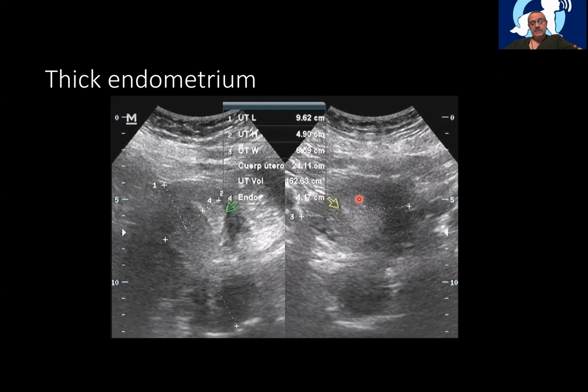And now we're going to take a look at several thick endometrium images. Endometrium can be thick because of hormonal changes, endometrial abnormalities, endometrial malignancy, or early pregnancy. This is an endometrium which is 11.7 millimeters from anterior to posterior wall, measuring both layers.